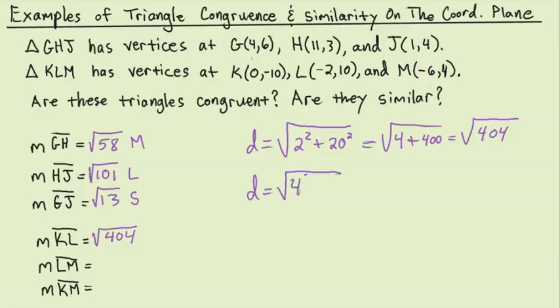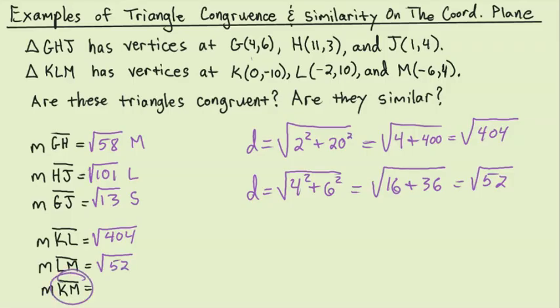So we'll do 4 squared plus... How far is it from 10 to 4? Well, that's only 6 units away, so that's 6 squared. So we'll do the square root of 4 squared, which is 16, plus 6 squared, which is 36. And 16 plus 36 is 52. So we've got the square root of 52 here.